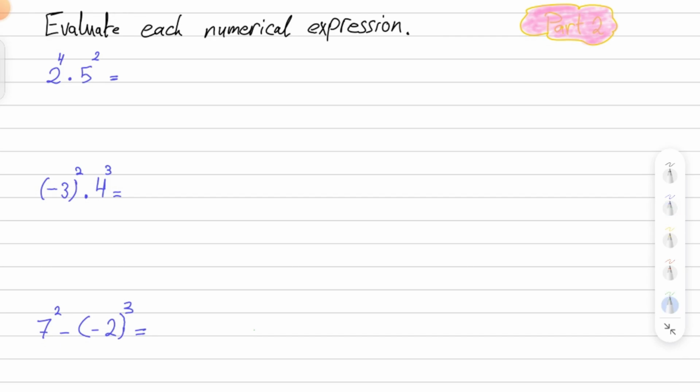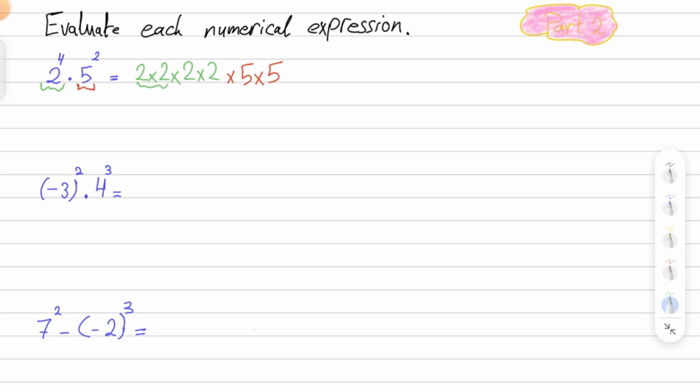Here we have 2 raised to the 4th power times 5 squared. To evaluate this exponent, we need to first write it in the expanded form. Let's start with 2 to the 4th power. 2 to the 4th power is equal to 2 times 2 times 2 times 2, 4 times. And 5 squared is equal to 5 times 5. Okay, now let's simplify this.